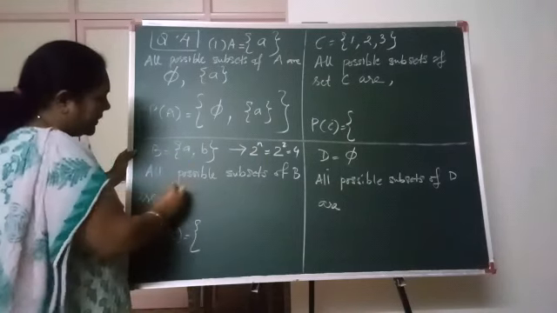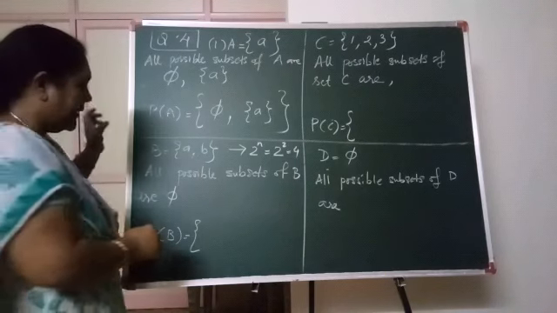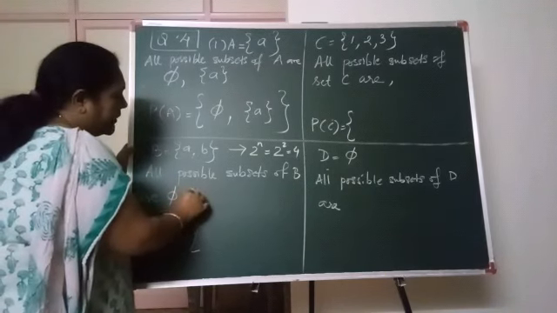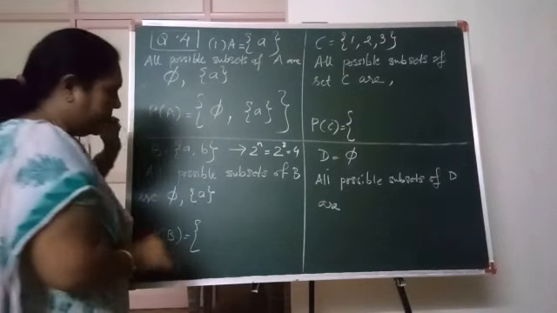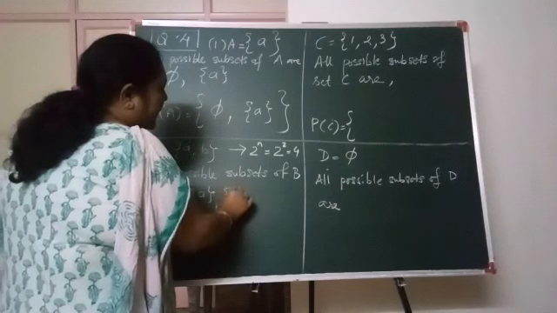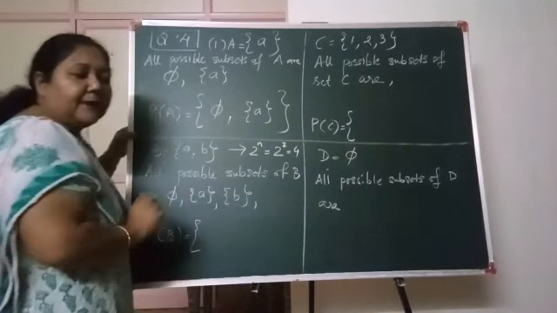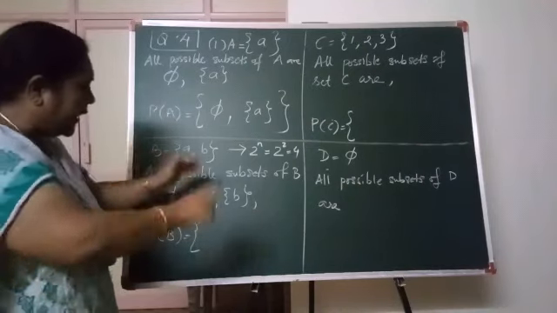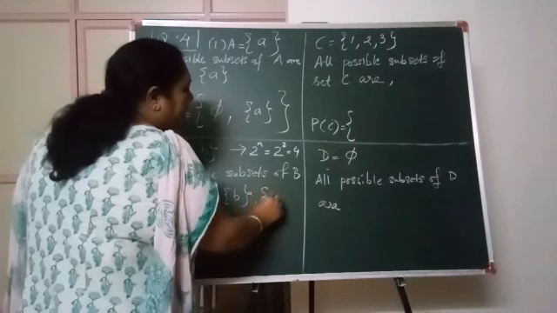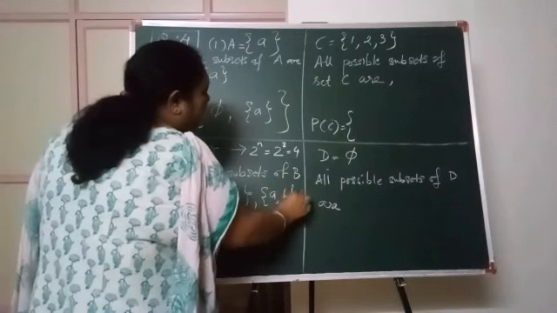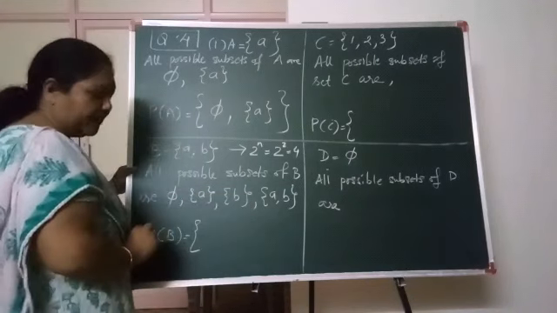So which are the 4 subsets? First, the empty set is a subset of every set. Then you can have single members. So I have single member A, then I can have single member B, then the singles are over, empty is over. One member at a time is also over. Now we will put two members, so A, B. So these many, 1, 2, 3 and 4 subsets are possible.